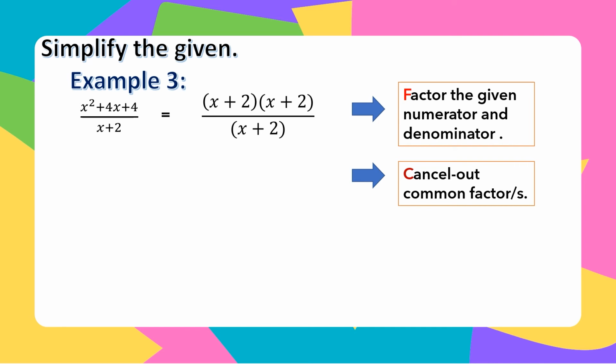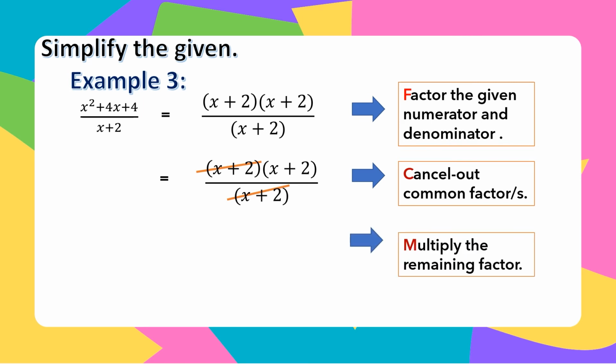Second step, cancel out common factors. The common factor of the given is x plus 2 since they are both binomial. And then, multiply the remaining factor. The remaining factor in the numerator is x plus 2, and the remaining factor in the denominator is 1. Simplifying the given, we have now the final answer, which is x plus 2.